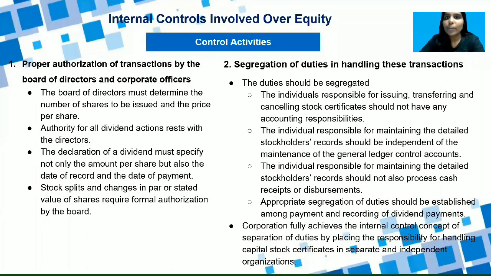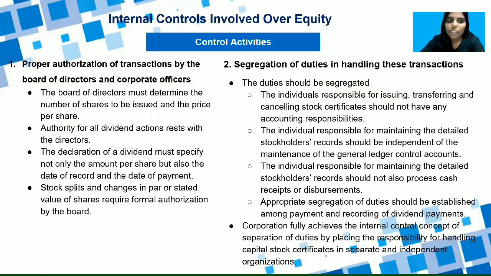The internal control involved over equity is control activities. The control activities are policies and procedures which help ensure that management directives are carried out and implemented to address risk identified in the risk assessment process. The first control activity is proper authorization of transactions by the board of directors and corporate officers. The board of directors must determine the number of shares to be issued and the price per share. If an installment plan of payment is used, the board must prescribe the terms. All changes in capital stock accounts should receive formal advance approval by the board of directors.